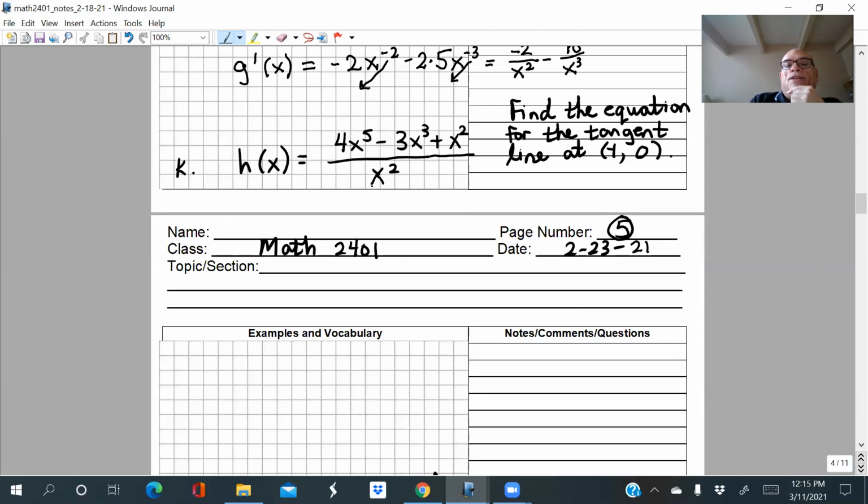If the x squared were missing, and we just had 4x to the 5th minus 3x cubed plus x squared, that would be pretty easy to differentiate. That would be easy to find the derivative of. But since I'm dividing by x squared, that really negates all of these basic differentiation rules that I know. But let me show you what we can do with this one.